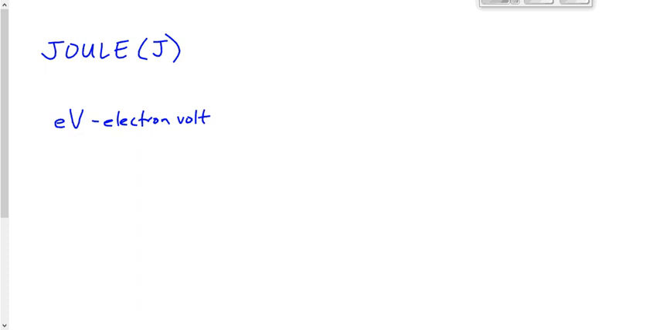The typical unit for energy is a joule. There are other units that we can use for energy as well, including a unit that appears on your electricity unit assignment. It's called an electron volt. One electron volt is equal to 1.60 times 10 to the negative 19 joules. That's written on the left-hand side of your data sheet.